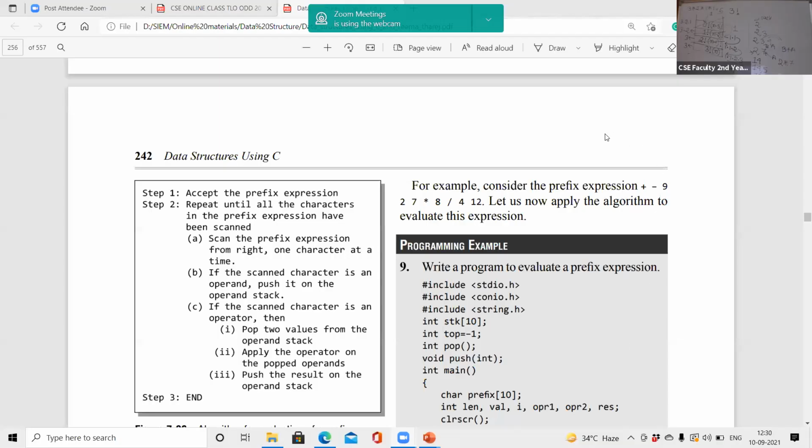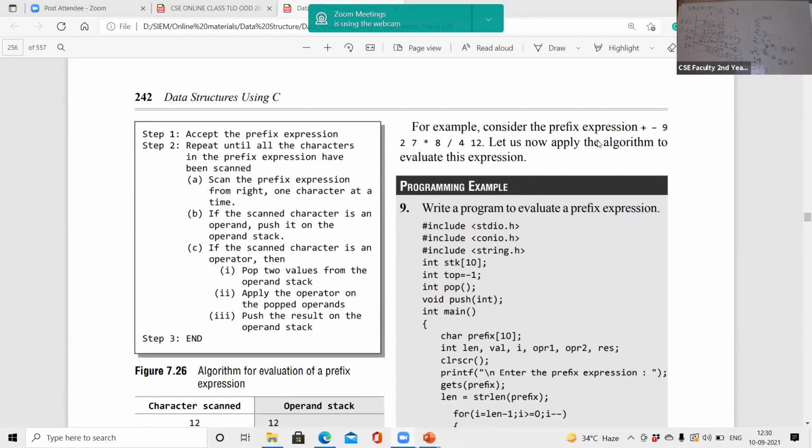Is it visible to you? Can you see this? Please let me know.